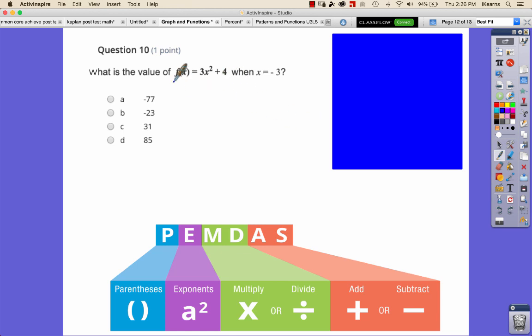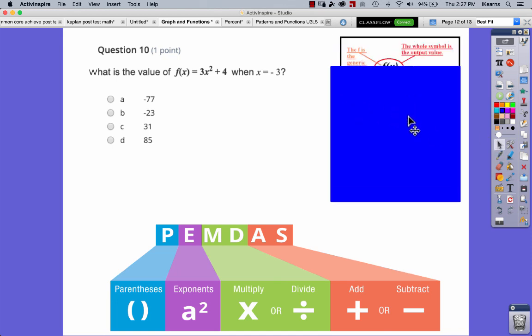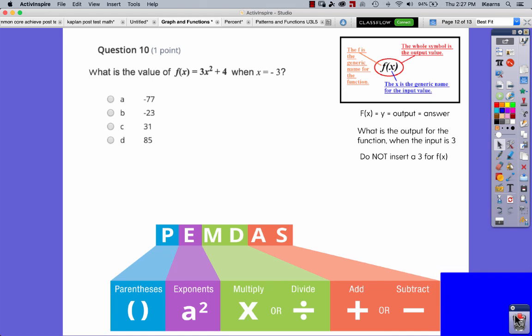What is the value of f of x, that's how you pronounce this, f of x equals 3x squared plus 4 when x equals -3? So let's talk about this f of x. This is kind of confusing for students. If we take this whole thing, the f is the generic name for the function. So we're saying there's a function. The x is the generic name for the input value, all right? The whole thing is the output value. So f of x is also equal to y, which is also equal to the output, which in this question is going to be equal to the answer, okay?